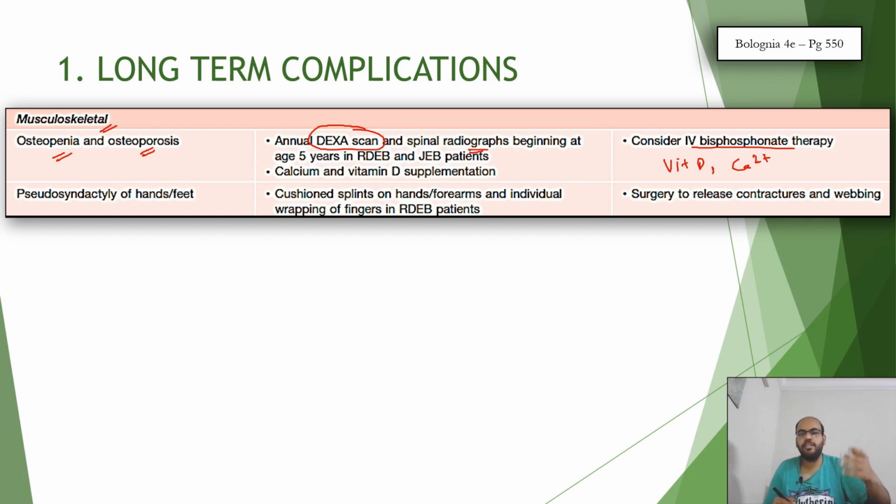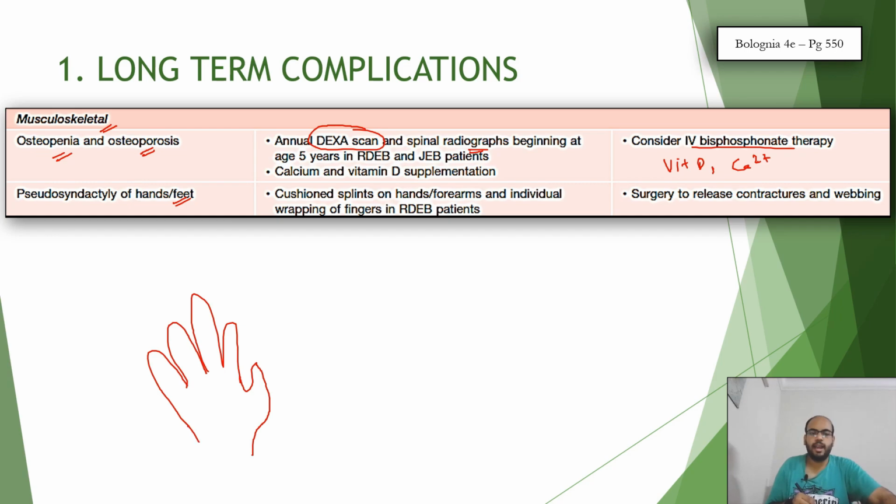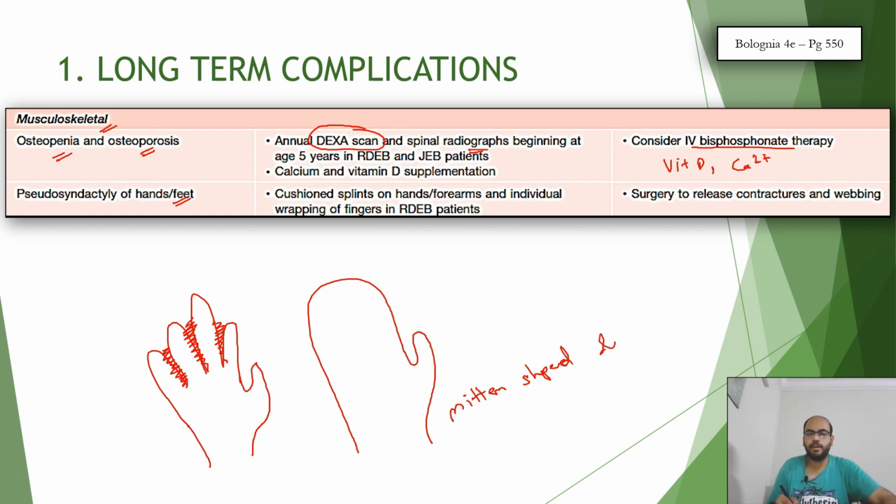So make sure that deficiency does not occur in a child. Pseudosyndactyly of hand and feet. Remember when we were discussing the dystrophic one, that let's say this is the hand, and if there are chronic non-healing ulcers leading to fibrosis, so much so that these fingers actually get fibrosed together, you can have a mitten shape deformity.